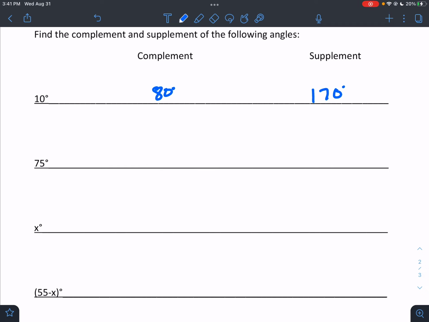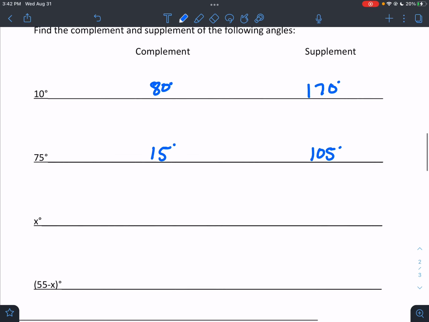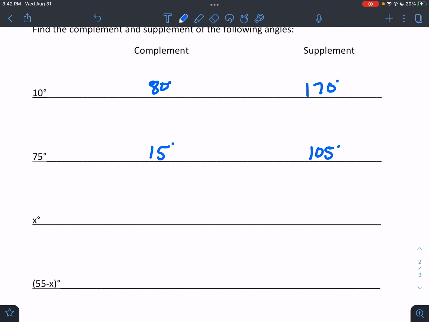How about the complement of 75 degrees? Maybe a little tougher, but 90 minus 75, that is a 15-degree angle. And for the supplement, that would be 180 minus 75, clocking it at 105 degrees. So we have an idea of what complement and supplement mean, I hope. So then we look at something like this, an angle that is x degrees. In other words, it's an unknown size.